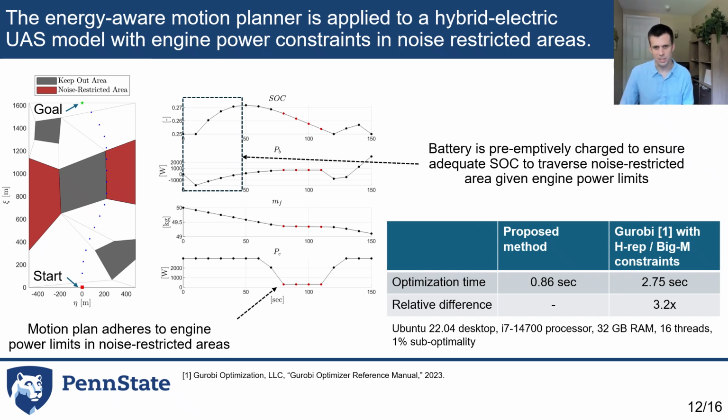So using our proposed problem formulation and the motion planner that we've developed in prior work, the optimization time for this example was 0.86 seconds. And for comparison, an equivalent formulation using a more conventional constraint representation and using the state-of-the-art commercial solver Gurobi solved in about 3.2 times as much time.